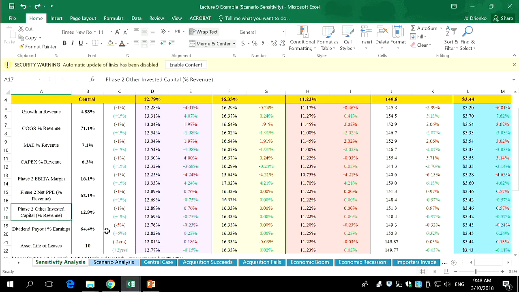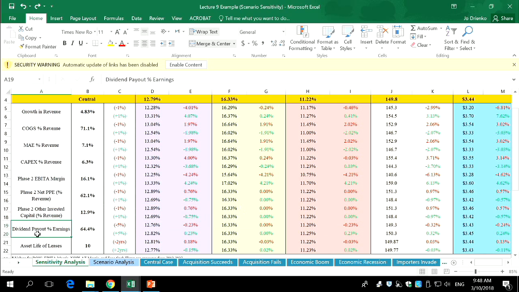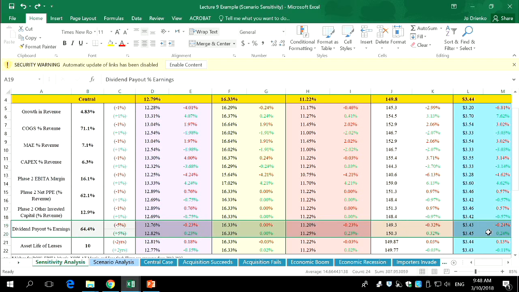Then phase 2, other invested capital. Again, same sort of deal, plus or minus 1%, see what happens to the key output, seems to work. Dividend payout ratio shouldn't be a big change because it happens after retained earnings. Dividends are paid from retained earnings, so not a big change to the share price, as you would expect.